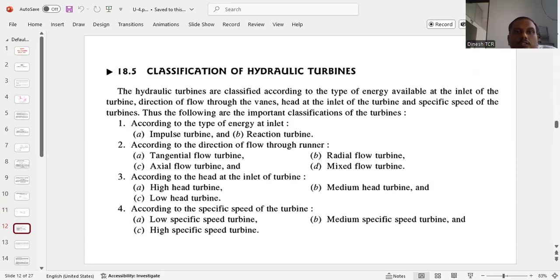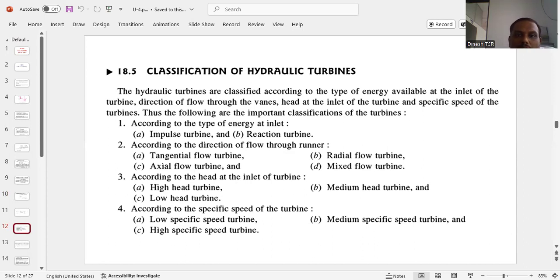Here are some of the classifications of hydraulic turbines. There are many kinds of hydraulic turbines available. Some of the important classifications are according to the type of energy, according to the direction of flow, according to the head at inlet of the turbine, and according to the specific speed of the turbine. Here are some of the turbines we are going to discuss.